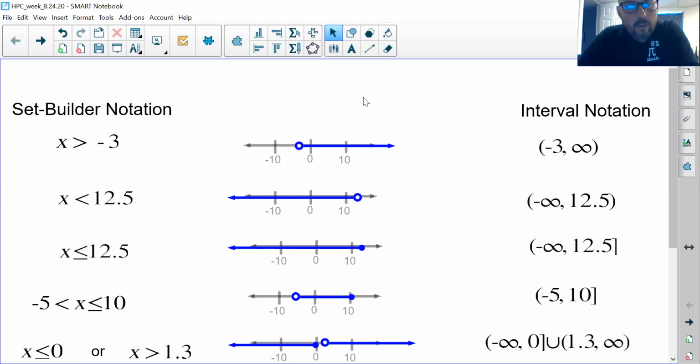Hello, today we're talking about finding the domain and range of relationships based on the graph. And you have to express your answer in what's called interval notation. So here are several examples to help us understand what interval notation is.